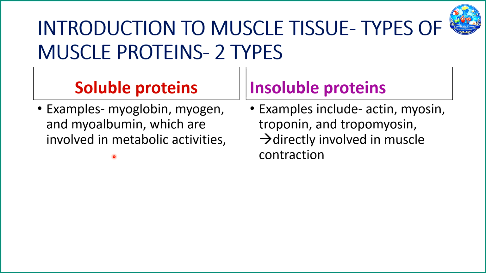The muscle proteins present in these muscle fibers are broadly classified into two types: soluble proteins and insoluble proteins. Soluble proteins include myoglobin, myogen as well as myoalbumin. These are involved in metabolic activities. While we have insoluble proteins like actin, myosin, troponin and tropomyosin. These are directly involved in muscle contraction.